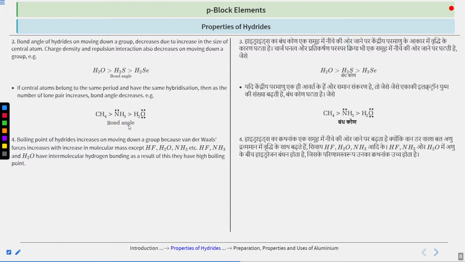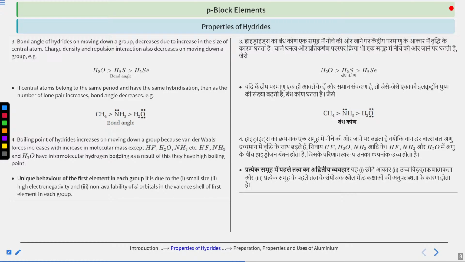Next is boiling point of hydride. So boiling point of hydride is expected to be increasing from top to bottom because of the greater van der Waals radii. But there are some anomalies, and the anomalies are due to the hydrogen bonding in case of HF, H2O, or NH3, because they are involved in the intermolecular hydrogen bonding. Okay, and hydrogen bonding forces are stronger than the van der Waals forces.